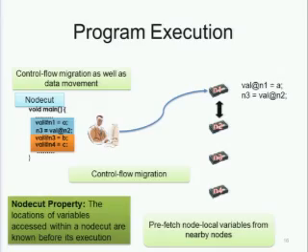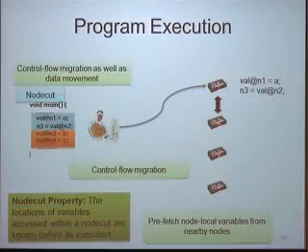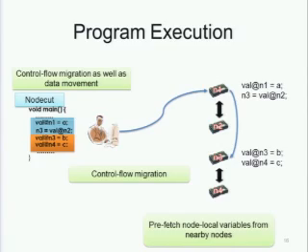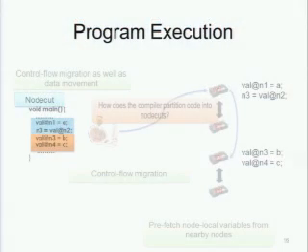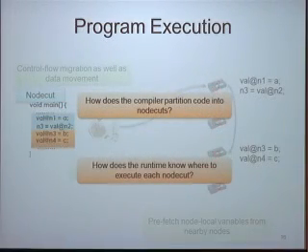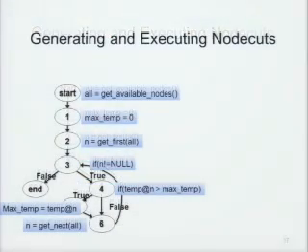And then once it's done executing the node cut, it then decides where to execute the next node cut, and so on and so forth. The two questions here are, firstly, how does the compiler partition this code into node cuts? And secondly, how does the runtime know where to execute each node cut in order to improve efficiency? So let's first see how the compiler generates node cuts.